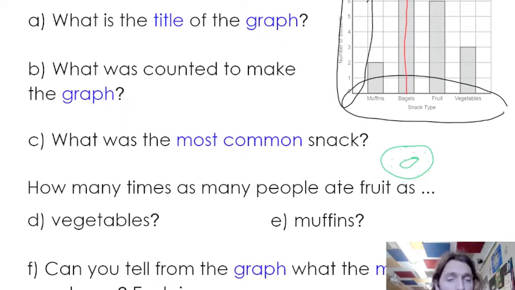Excellent. So now, how many times as many people ate fruit as vegetables and muffins? So let's take a look at the vegetables. Well, actually, let's first look at fruit. So I'm going to draw up here how many people ate fruit.